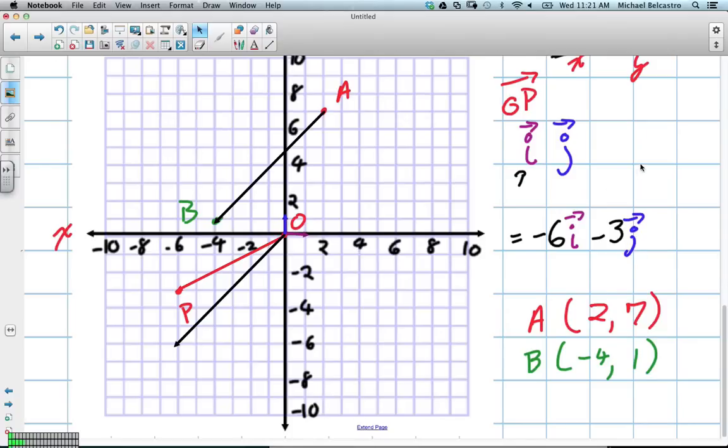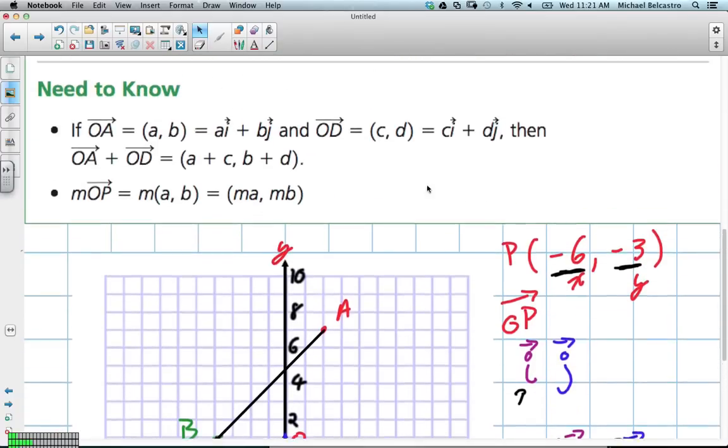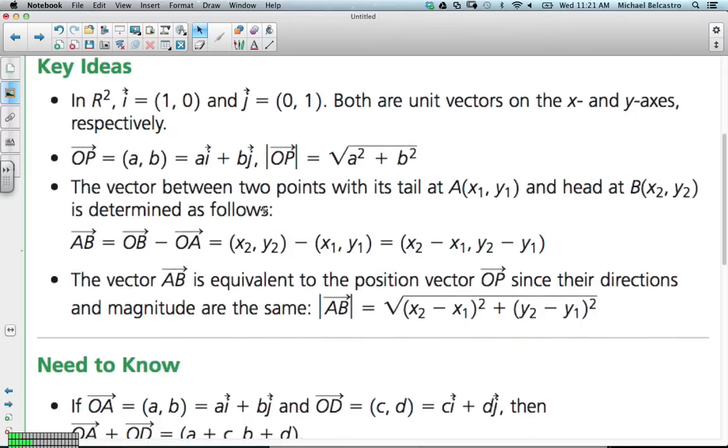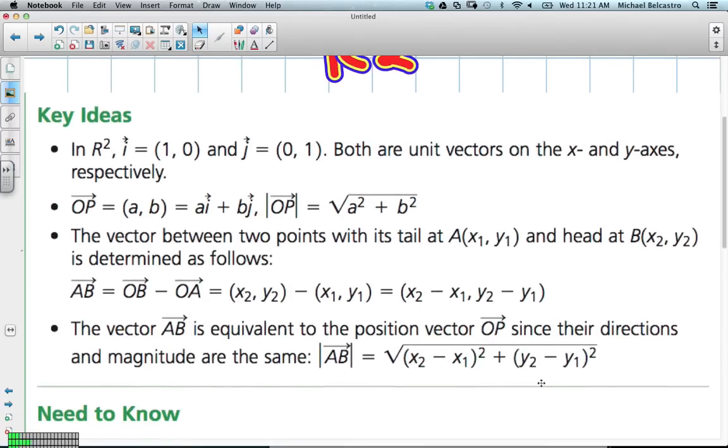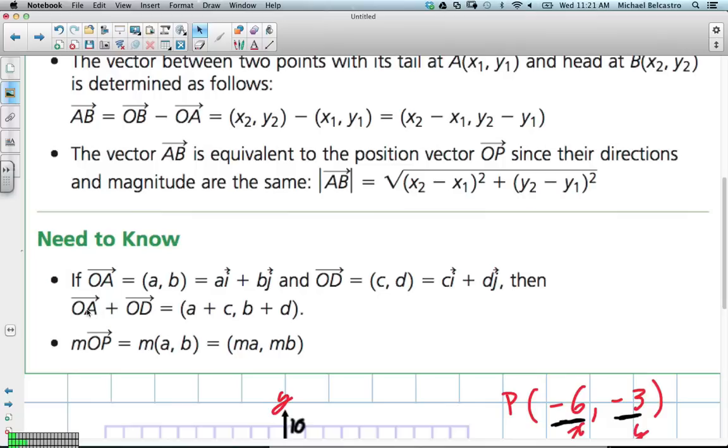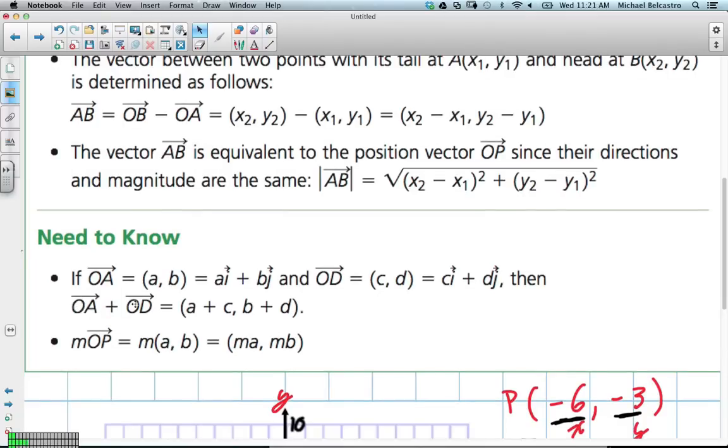And in order to do that, they've given us a formula. This formula is written right here, of OA and OD. And the idea is that A plus C gives us our X values, and B and D gives us our Y values. What are they talking about when they do this?